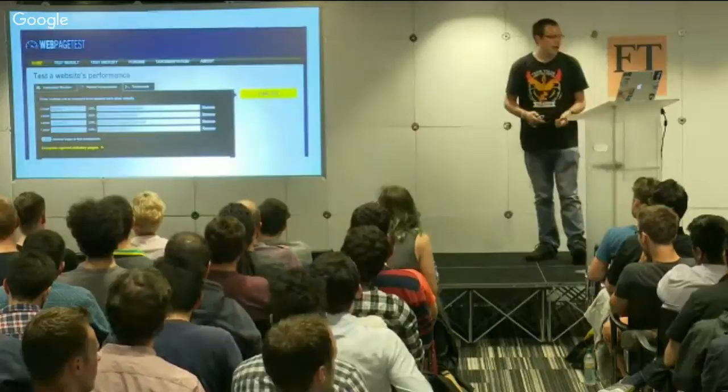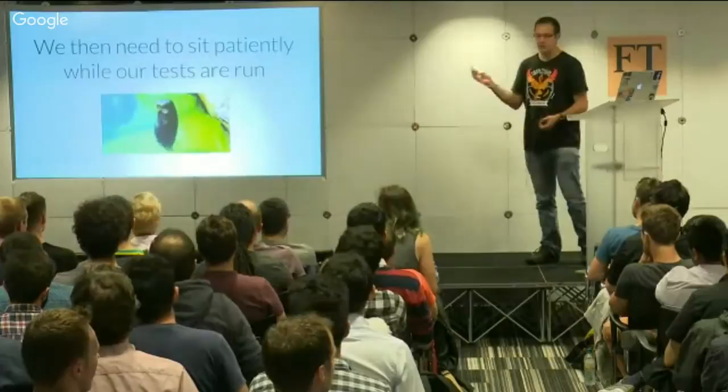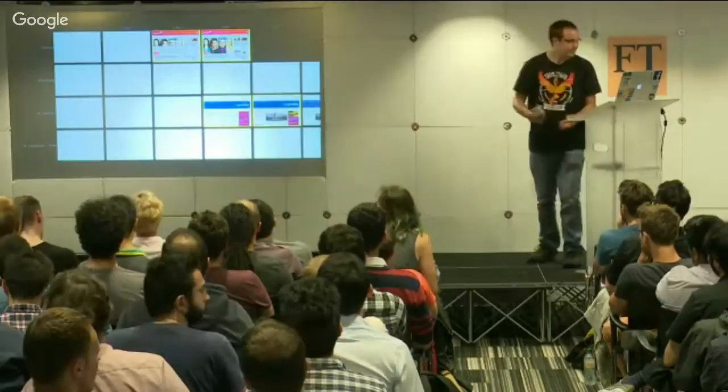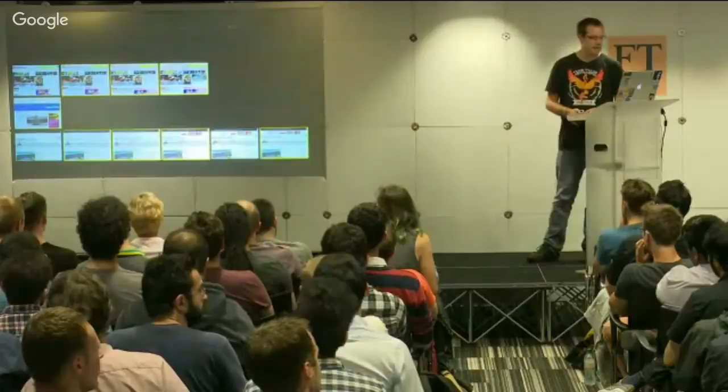So we then need to sit patiently while we test the run. I wish that the loading screens of WebPage Test had awesome GIFs like that. Finally, once it's run, you'll see a film strip view, which shows the site's loading. In this case, in half-second intervals. I mean, you can specify more intervals, but it didn't look very good on the slide. If we look through this, we can see Beanley, followed by Guardian, BuzzFeed, then Financial Times in terms of start render. So Financial Times started to render at 4 seconds.